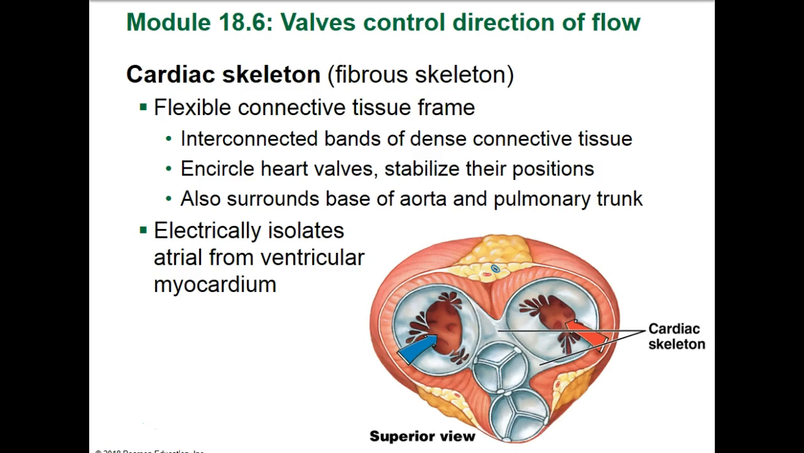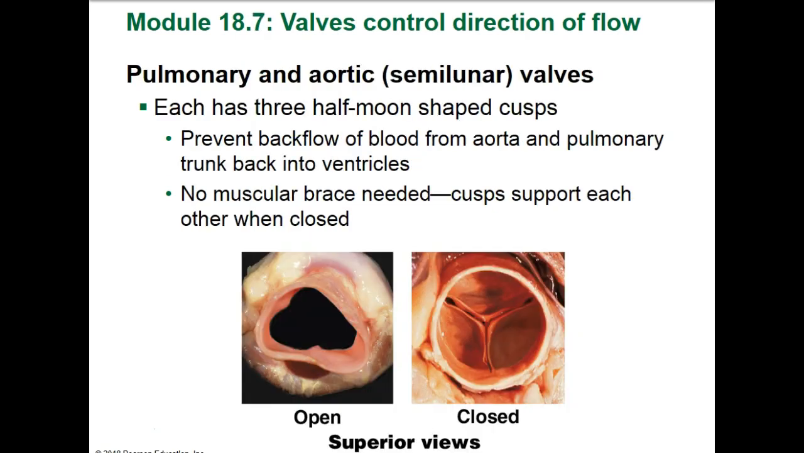Okay, when we look at the cardiac skeleton, we see we have a flexible connective tissue frame. We have interconnected bands of dense connective tissue. It encircles the heart valves. It stabilizes the position. It surrounds the base of the aorta as well and the pulmonary trunk. And another purpose is to electrically isolate the atria from the ventricular myocardium. Again, the way the heart contracts is extremely important.